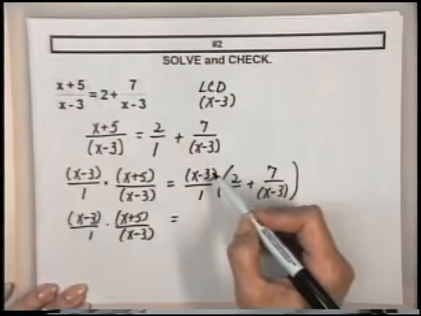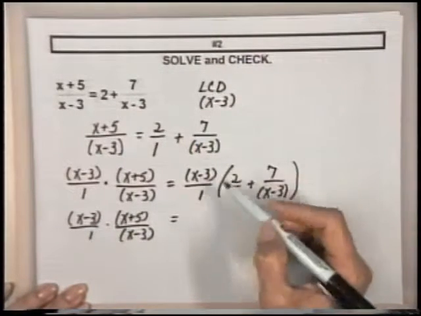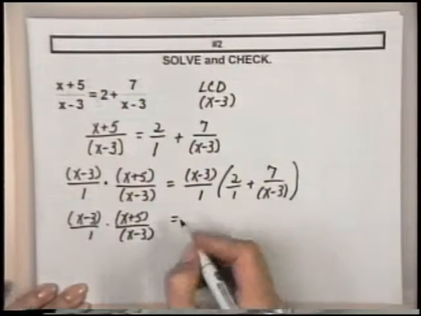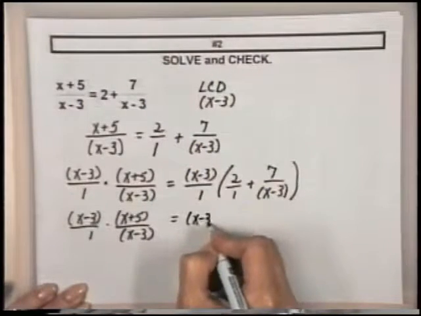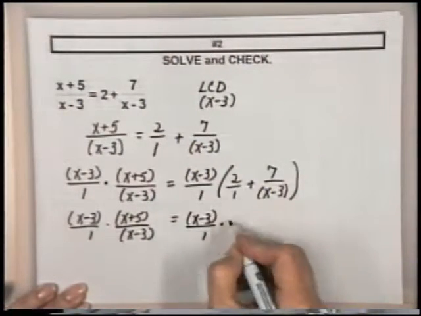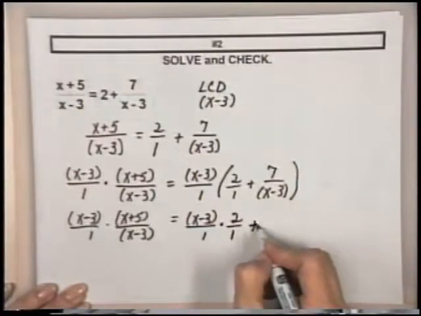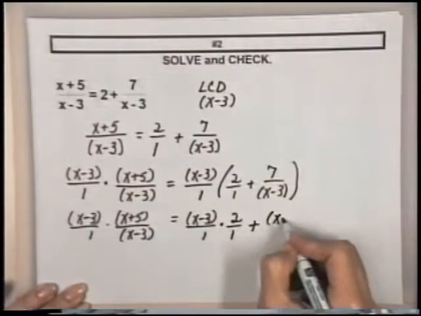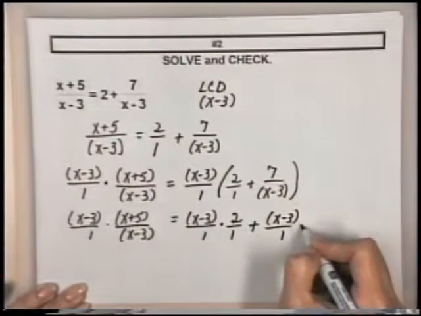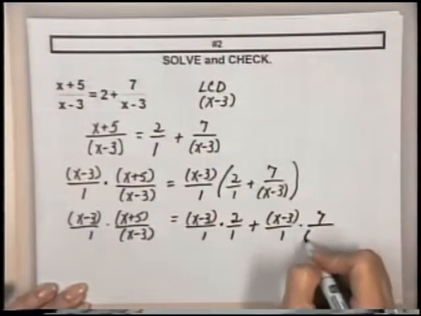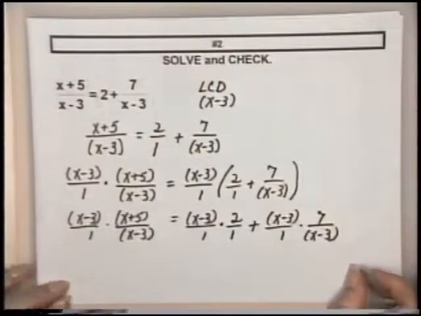On the right side, I need to multiply the x minus 3 over 1 by both the terms in the parentheses. I will say x minus 3 over 1 times my 2 over 1. A positive times a positive is a positive, and then I will say x minus 3 over 1 times my 7 over x minus 3.